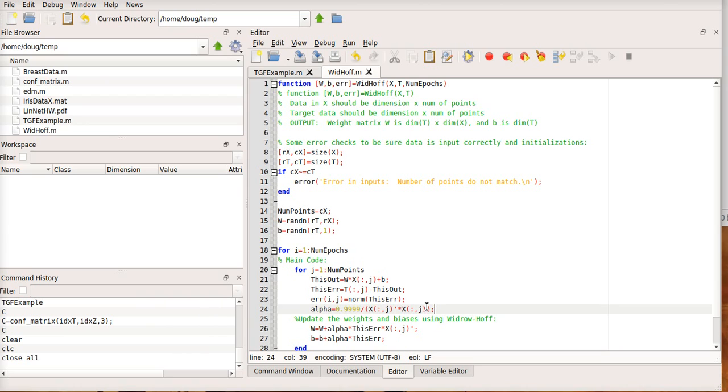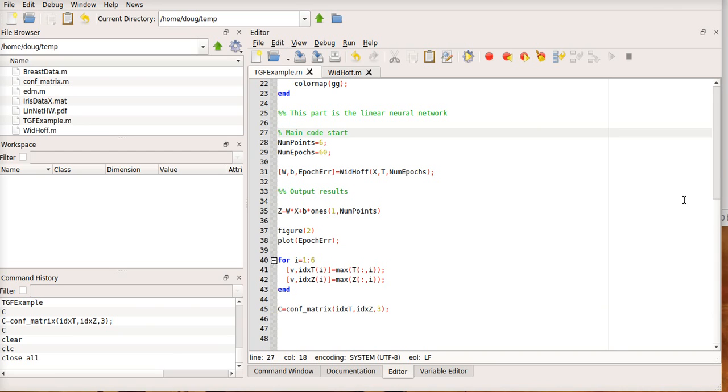I think I have that as an exercise. Anyway, Woodrow-Hoff, maybe I should call this Woodrow-Hoff 2 in the notes or in the web page, so that you can distinguish between these. So this is the Woodrow-Hoff version that's going to go with the TGF example.